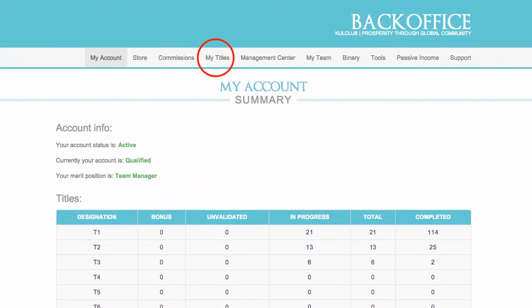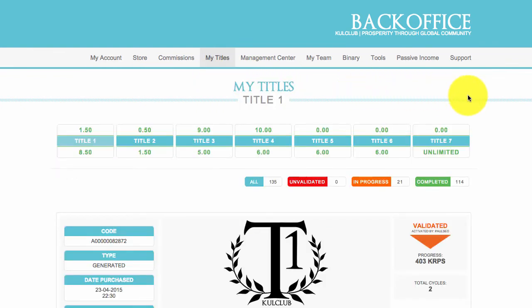The second option is to see them on the My Titles page, where the existing limits are shown below the title and the existing validation points are shown above the title. For example, for level 3, the owner of this account has 5 limits and 9 validation points.